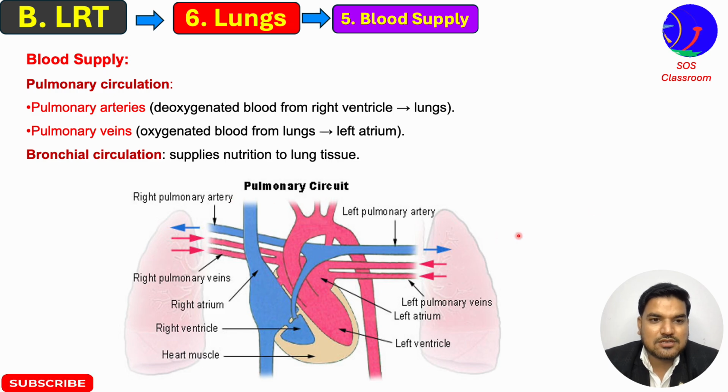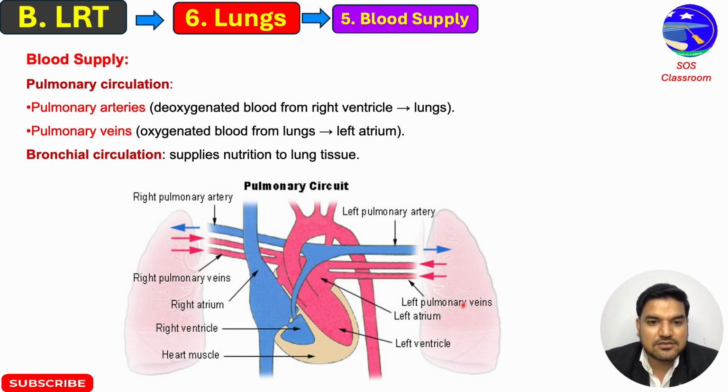Next is the blood supply to the lungs. So blood supply to the lungs is done by the pulmonary artery and pulmonary veins. You can see the heart structure. The pulmonary artery carries deoxygenated blood from the right ventricle to the lungs. So you can see this is the right ventricle, which supplies the blood to the lungs with the help of the pulmonary arteries, and oxygenated blood returns from the lungs to the left atrium. So these are the blood supply.